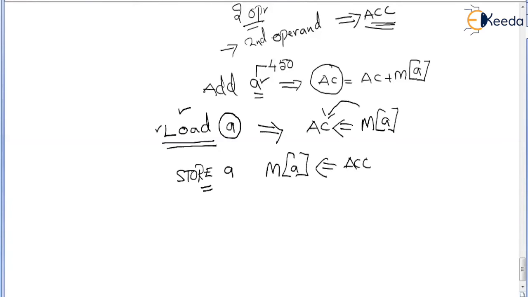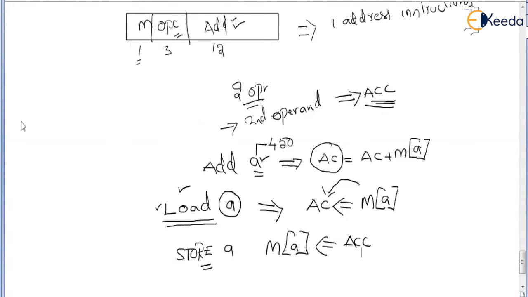Now you can clearly see in all these instructions, whether it is add or load or store, all these three instructions have one thing in common, that is only one address, right? So in the one address instruction, the second operand will always be the accumulator. Okay, these are one address instructions.